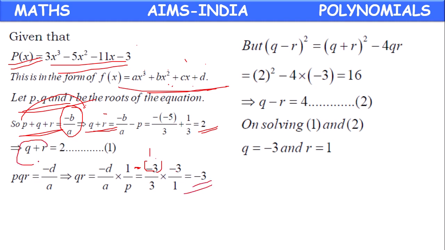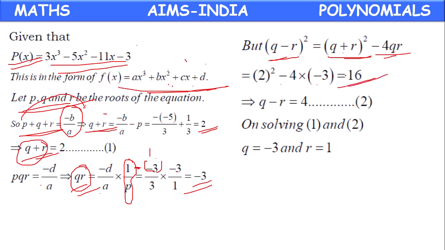So q plus r value we have got. Qr value we have got. Means with the help of formulas, after substituting one zero, we have got the sum of two zeros and product of the two other zeros. We know that q minus r whole square equal to q plus r whole square minus 4qr. So let's substitute q plus r whole square, q plus r 2, 4qr minus 3.